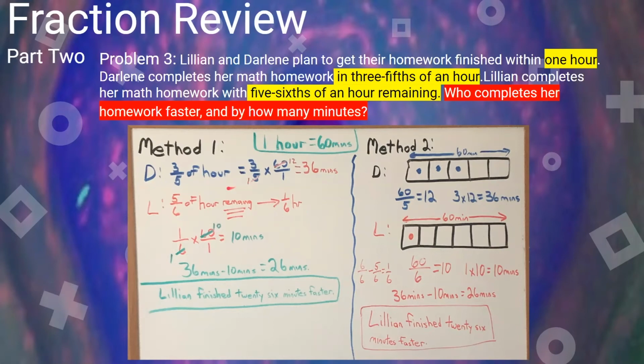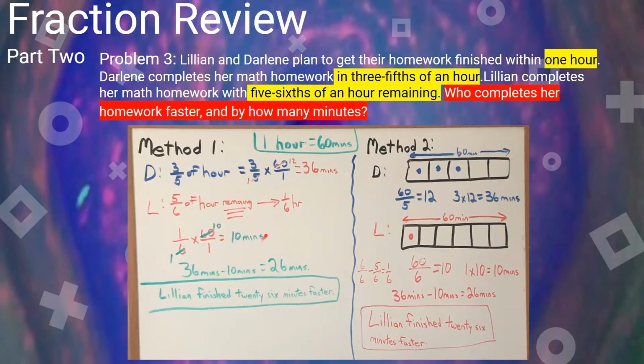So let's look at our first solution. What do we know? We know Darlene completed her homework in 3/5 of 1 hour. So 3/5 of 60 minutes is 36 minutes. That's all pretty straightforward. 3/5 multiplied by 60, we simplify the fraction, 36 minutes. Now, Lillian, 5/6 of an hour remaining is what happened. So how long did it take to do her homework? 1/6 of an hour. So now we only want to multiply 1/6 by 60 minutes, and we simplify, and it only took her 10 minutes to do her homework.